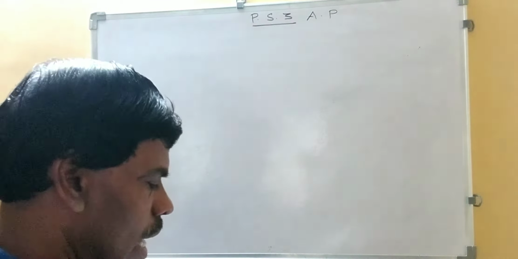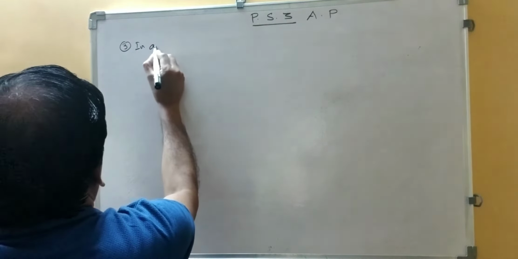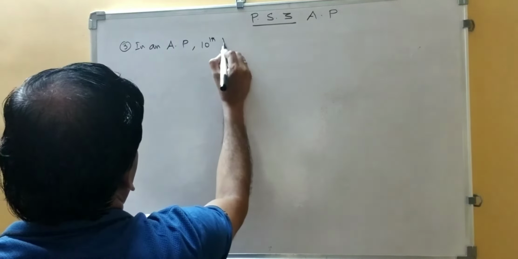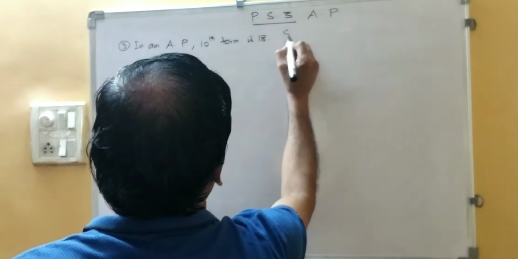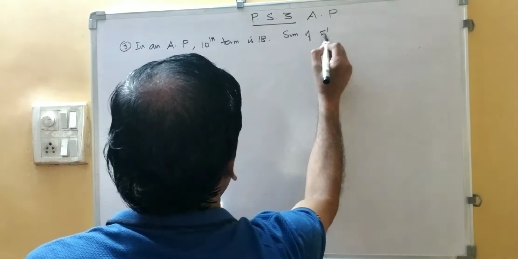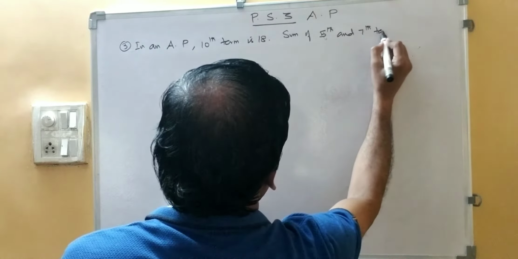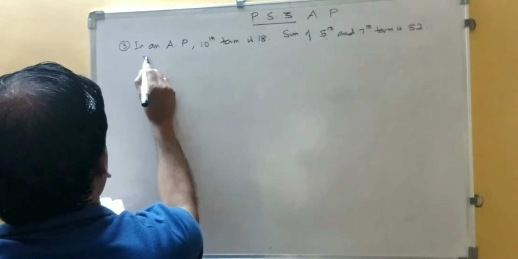Very interesting sum. Now next one. In an AP, the tenth term is 18. The sum of the fifth and seventh term is 52. Find the AP.